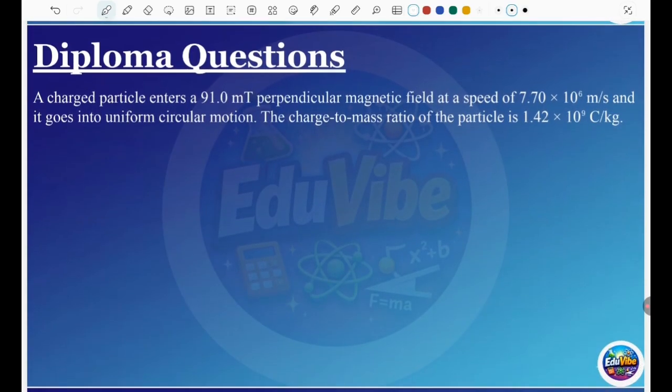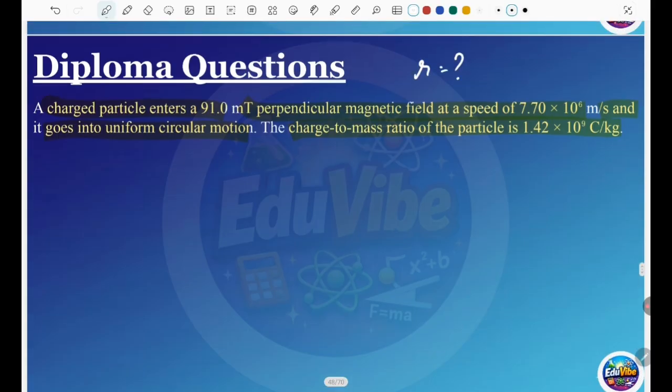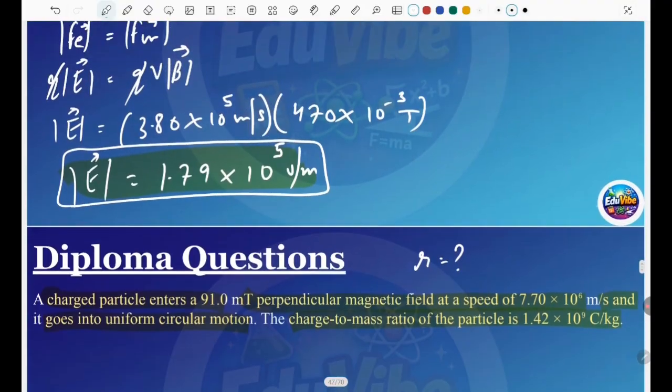The question says a charged particle enters a 91.0 millitesla magnetic field perpendicular to the field at a speed of 7.70 × 10^6 meters per second, and it goes into uniform circular motion. The charge-to-mass ratio of the particle is given to us, so we have to find the radius, which is r. We have to find that. And do you know that the charge-to-mass ratio, when Thomson did it, he did it in two steps.